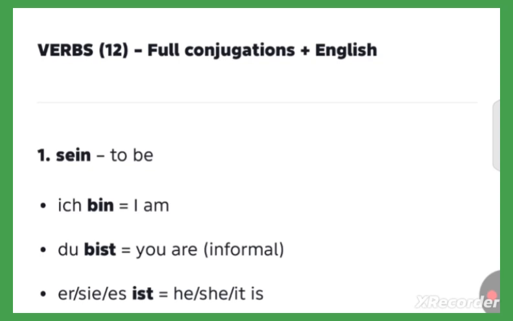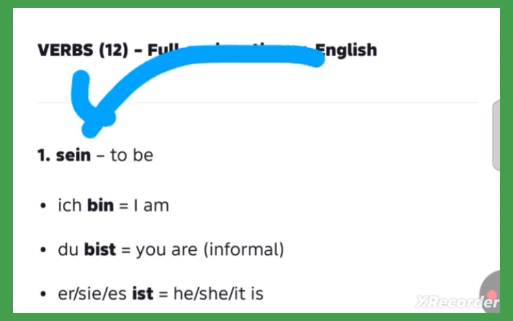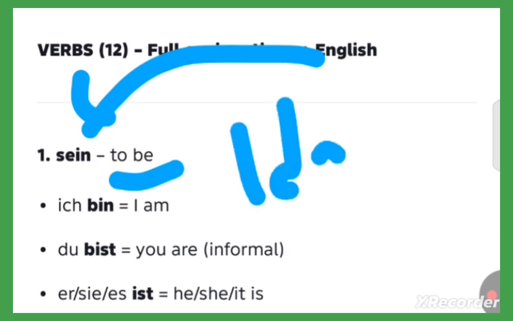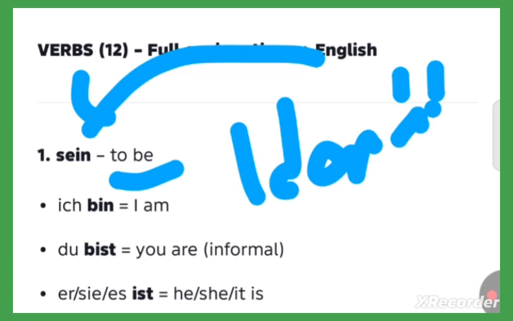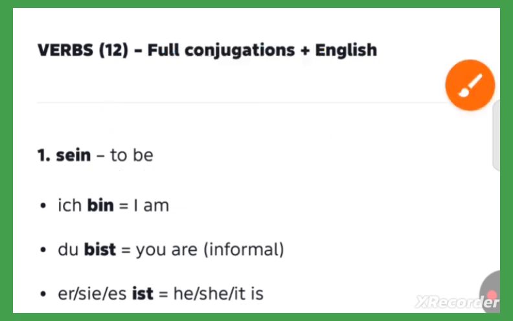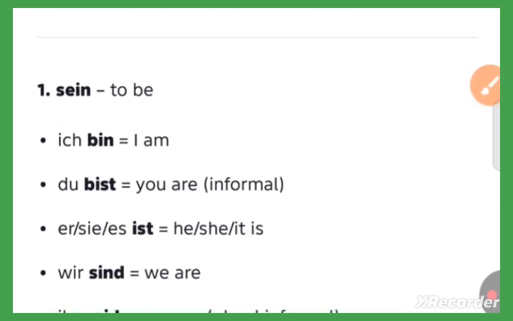So the first verb that we looked at was the sein verb, which we said simply means to be. It shows identity, who you are. For example, I am Mary, you are John, I am in Chipata. That is identity and location, the sein verb. In English, it's simply is, am, or are. And that's the sein verb.